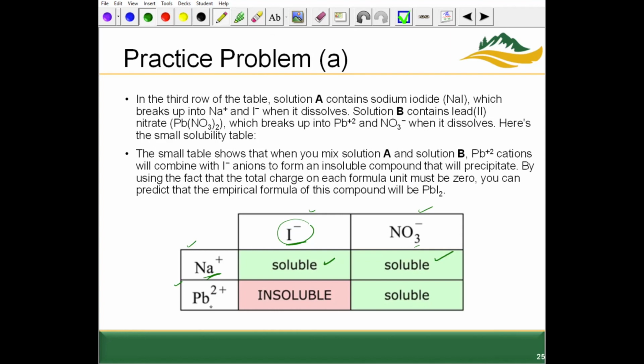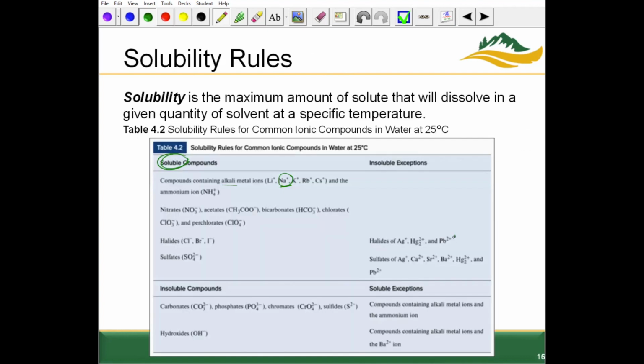Now we need to look at lead and iodine and lead and nitrate. I should say we need to look at lead 2. So lead 2 plus with iodine and with nitrate. So here's lead 2 plus.